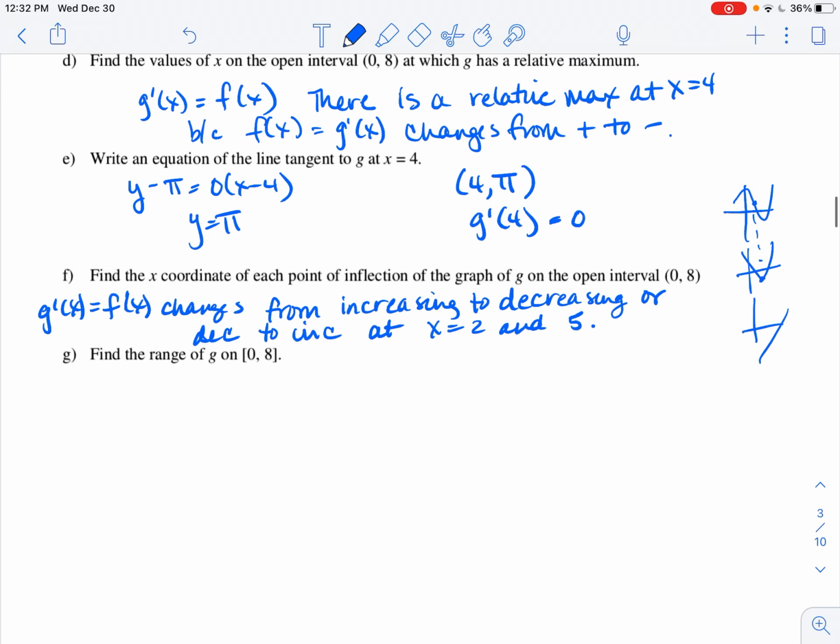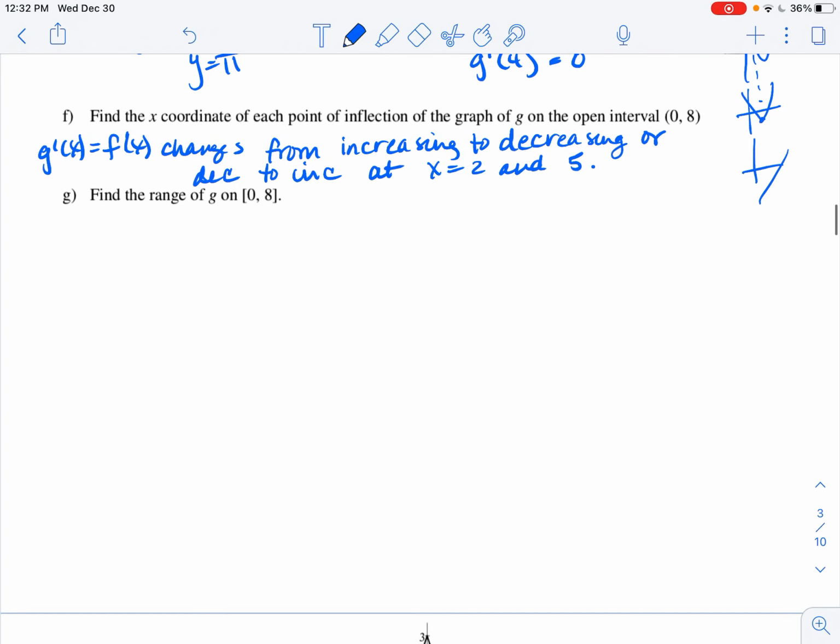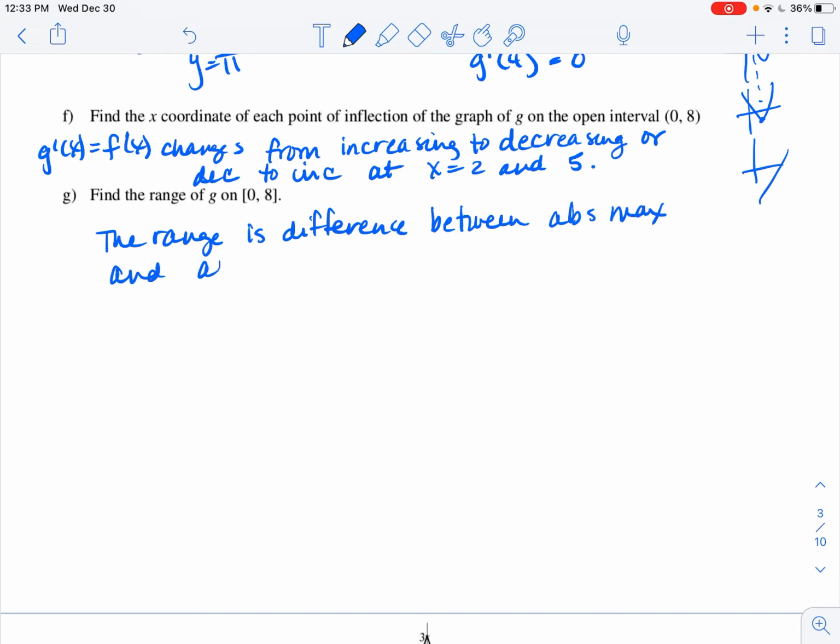And then question G, find the range. Now the range, it's not like domain and range. The range is the difference between the absolute max and the absolute minimum. So let me go ahead and write that down. The range is the difference between absolute max and absolute minimum. All right, and so that means I need to break out the candidates test.